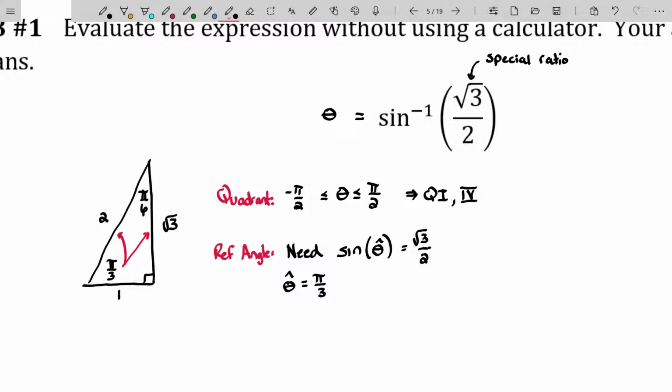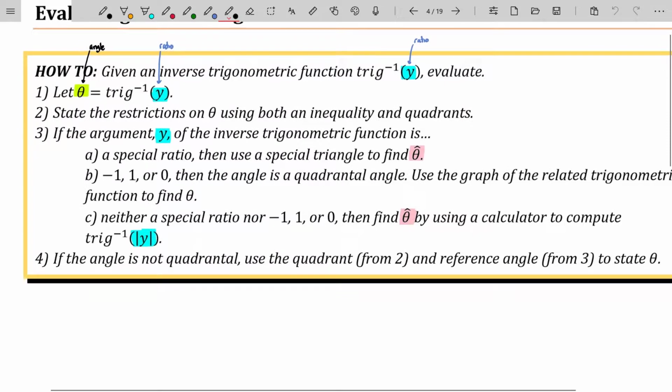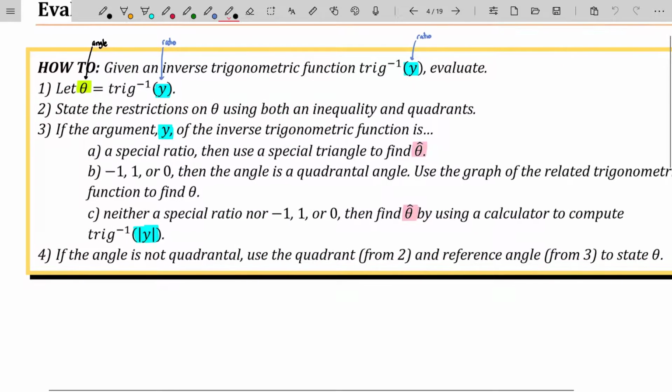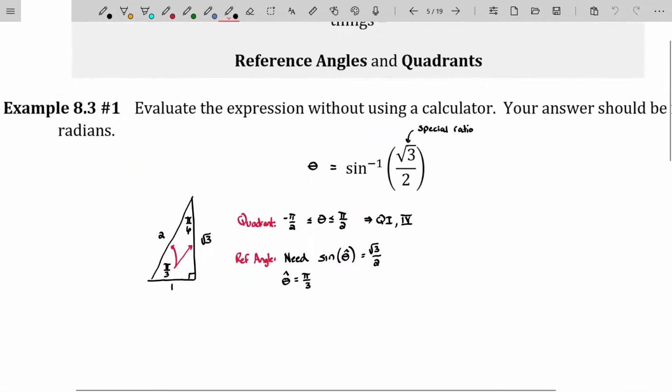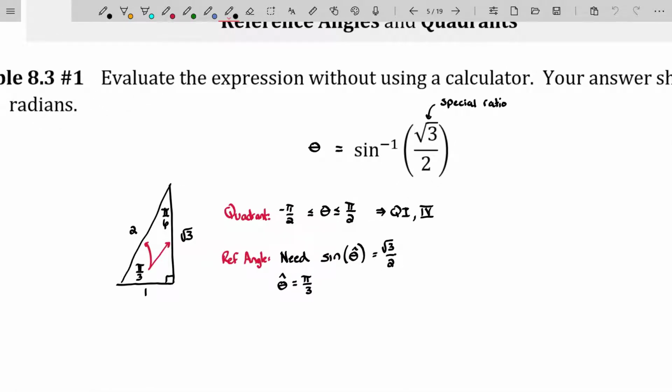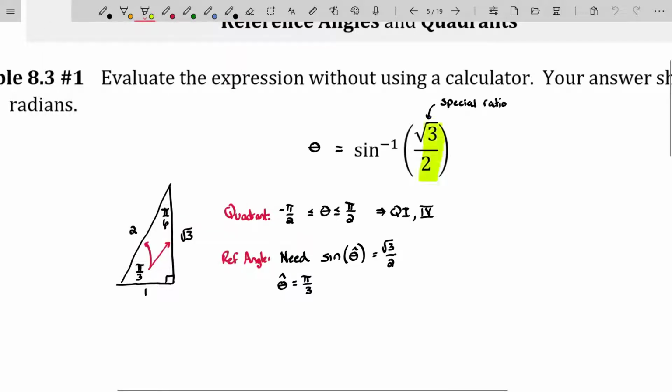And I suppose I could have been more wordy with my instructions here on the last part, saying if the angle is not quadrantal, which it's not, use the quadrant and the reference angle to state theta. I could have been a little bit more wordy there and just said, okay, so now consider the fact that this ratio is positive. I should highlight it so that you know what I'm looking at. This ratio right here is positive.